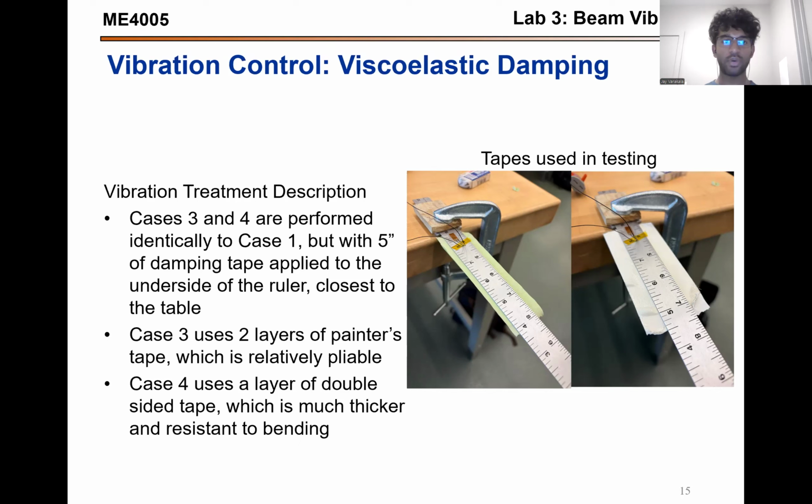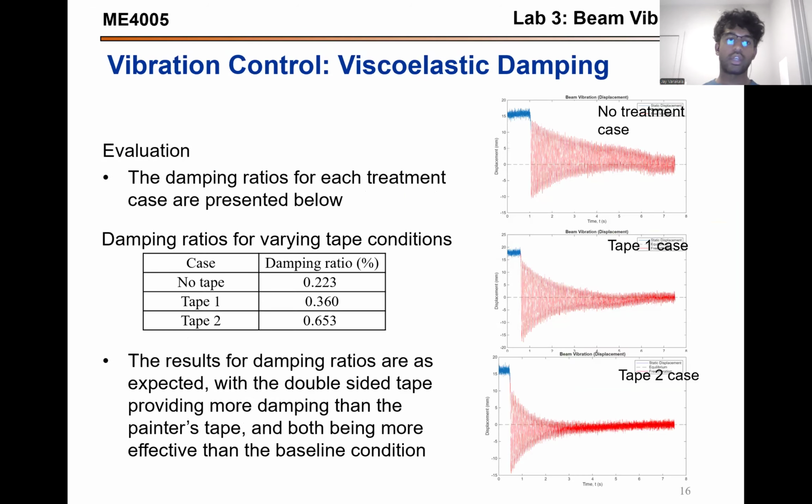This is case 3 and 4, which again was identical to case 1, but about 5 inches of damping tape were applied to the underside of the ruler. For case 3, 2 layers of painter tape was used, and case 4 used a layer of double-sided tape, which was much thicker. And these were the results. As shown, tape 1, which was painter's tape, had a slightly higher damping ratio, while tape 2 had an even higher damping ratio, as expected, because the double-sided tape was much more resistant to bending and thicker.